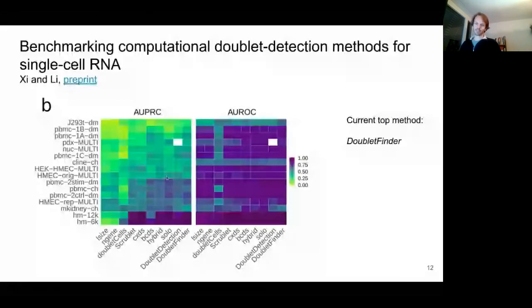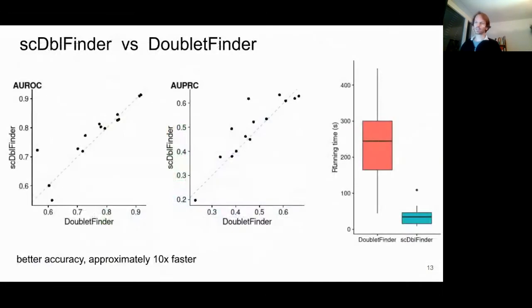Unfortunately, the benchmark did not include my package, but since they made everything available, I could run their benchmark and compare scDblFinder to this top alternative method. And this is what you see in those plots. So you see the area under the ROC curve and under the precision and recall curve for scDblFinder and DoubletFinder on each axis. And each dot is a data set.